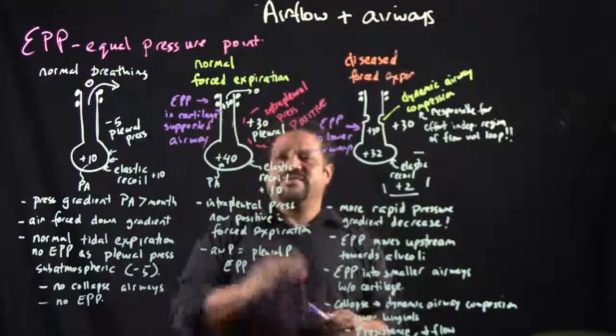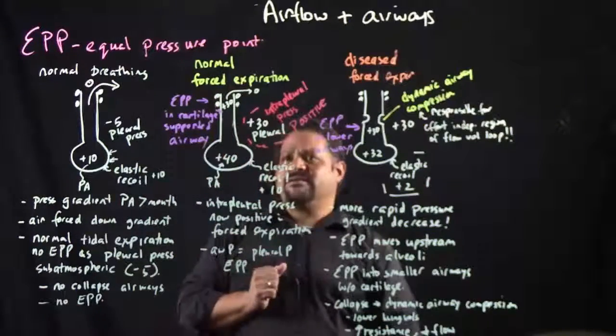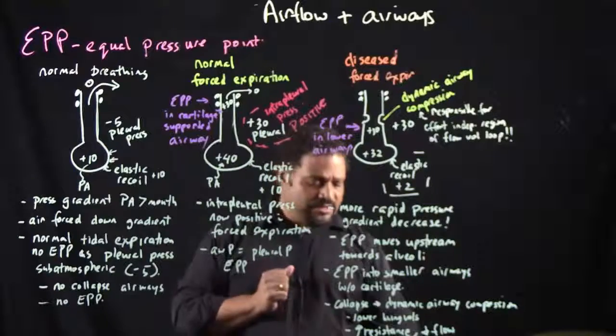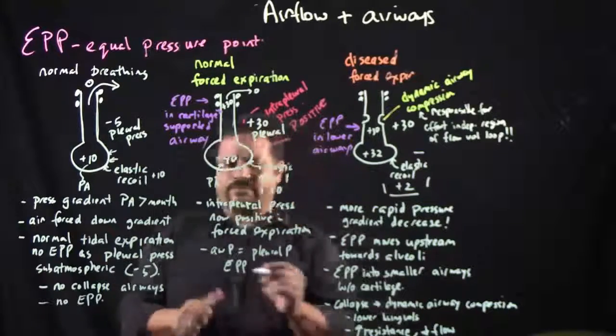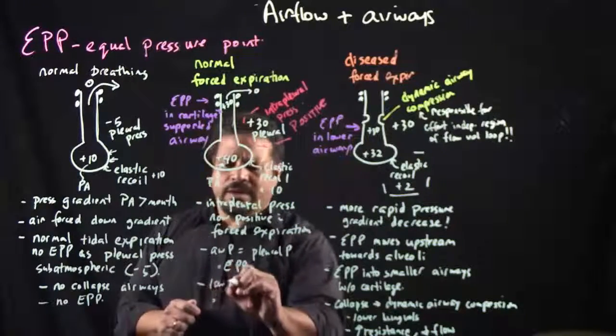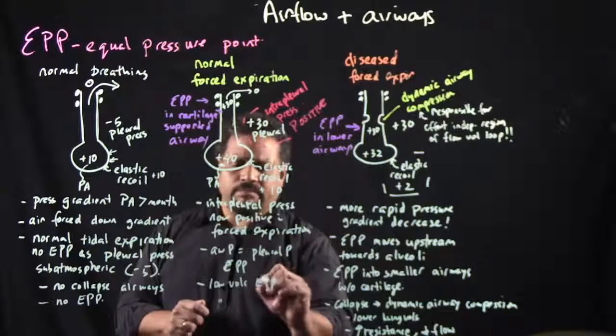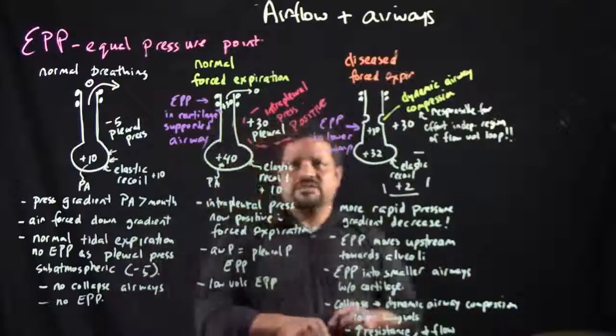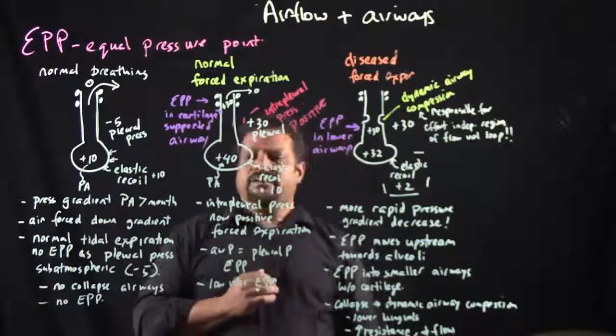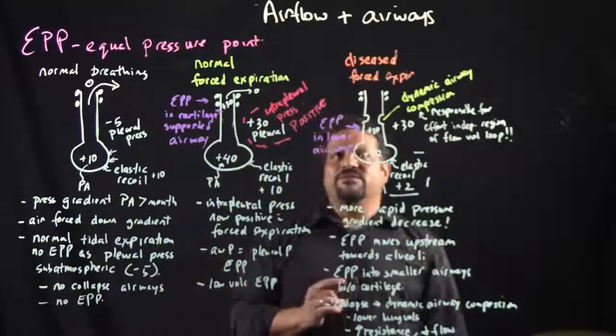And that's where you get the effort-independent breathing. So you eventually, at low volumes, you will get EPP. Okay, very, very low volumes. And you have the effort-independent portion of that flow volume curve.